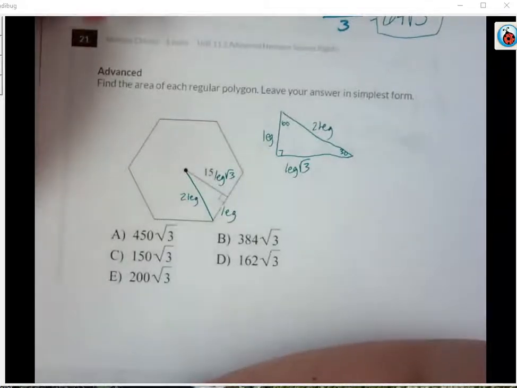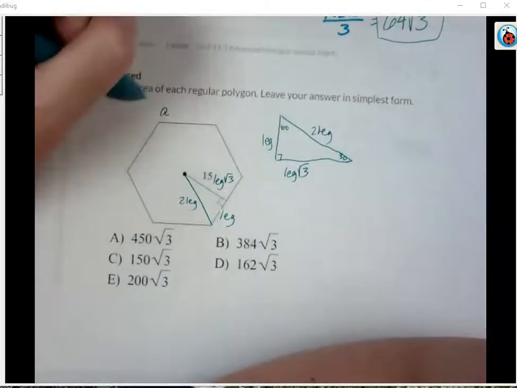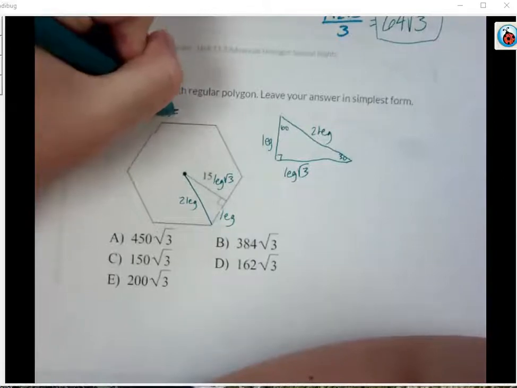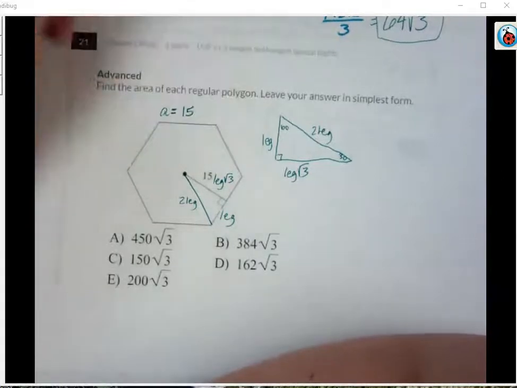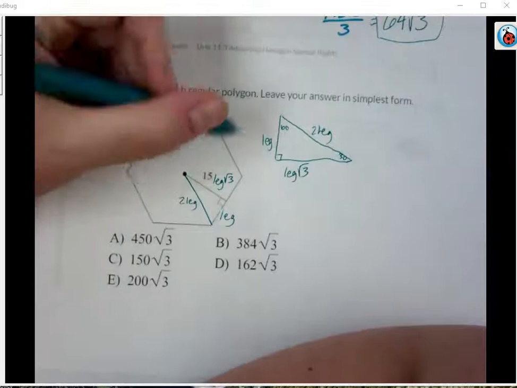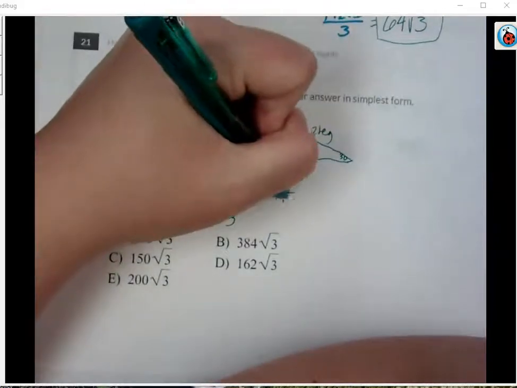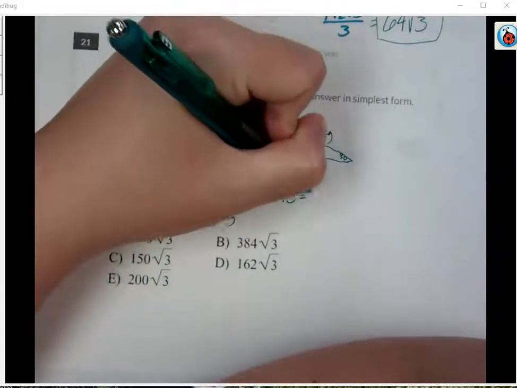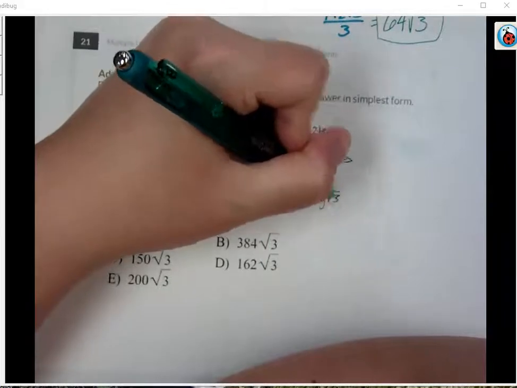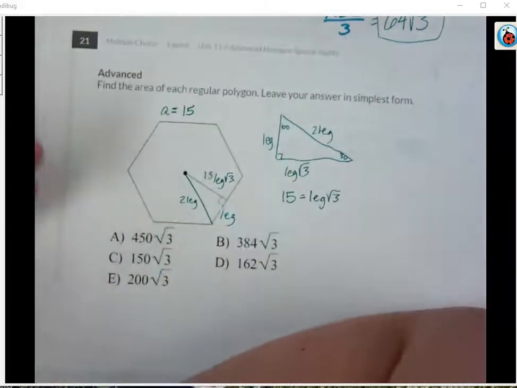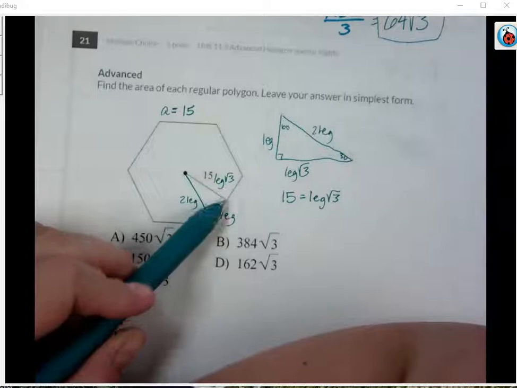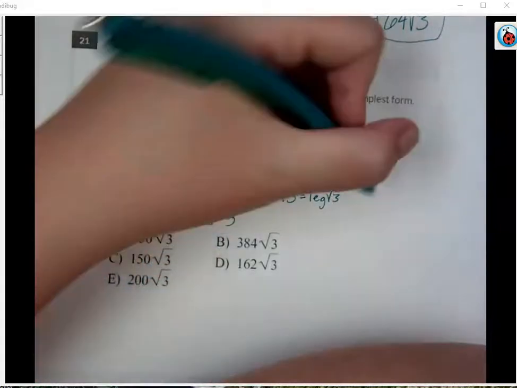Okay, we already have the apothem again, which we won't always be given. Sometimes we'll be given one of the side lengths. But in this case, we have the apothem, which is 15. We need to figure out the perimeter. So you guys remember, we need to set 15 equal to leg root 3. We need to solve for the leg. We need to get the leg all by itself because that'll show us the length of that side.